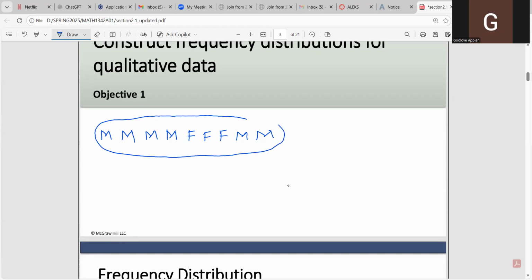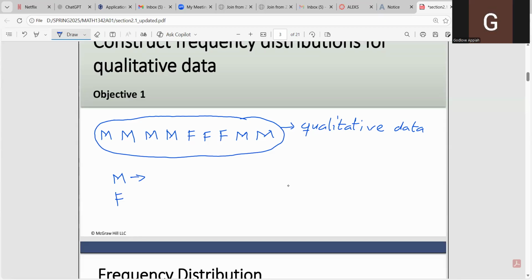And this data set, as you can see, is going to be a qualitative data set because this data puts all the data values into different categories. So if you look at the data, there are two categories in this data. The first category would be male, and the second category would be female. Now, how many times does this category occur in the data set?